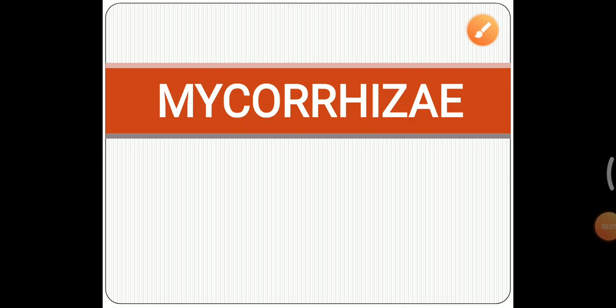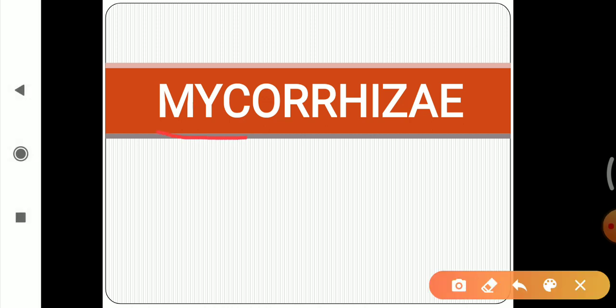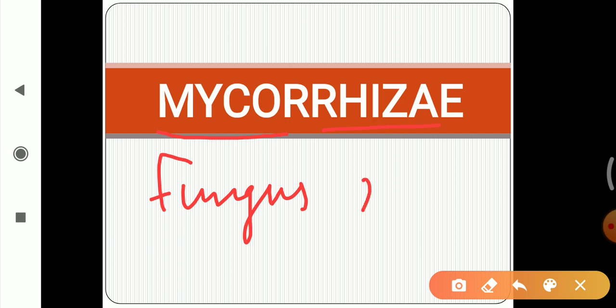In this video lecture, we will discuss mycorrhizae. The word myco means fungus, and the word rhizae means root. So, in simple words, we can say that mycorrhizae is a symbiotic association between fungus and plant root, or an interaction between fungi and plant root.